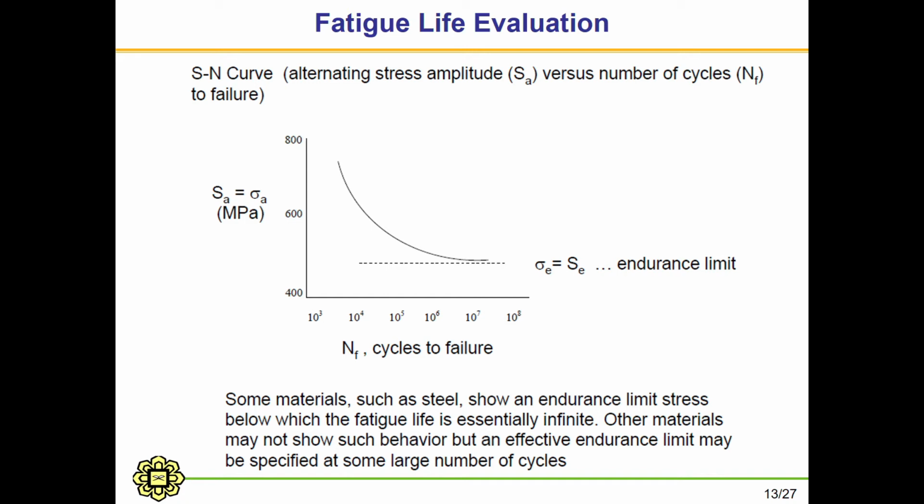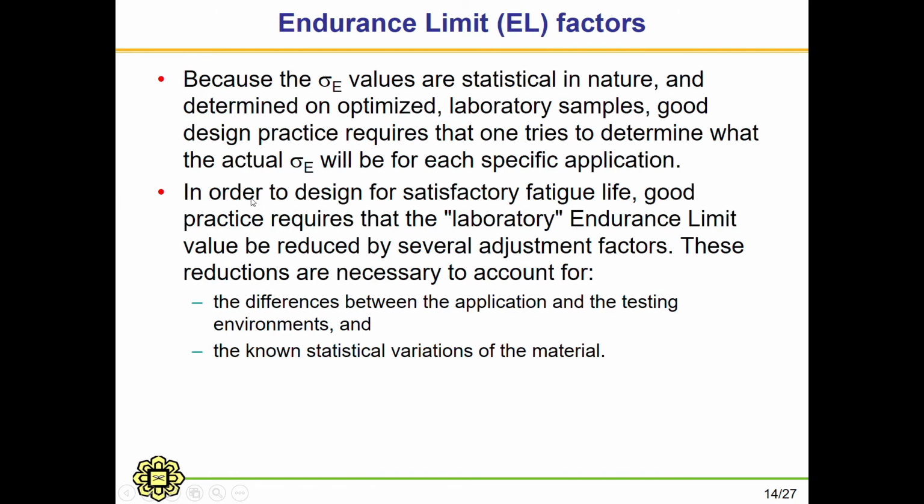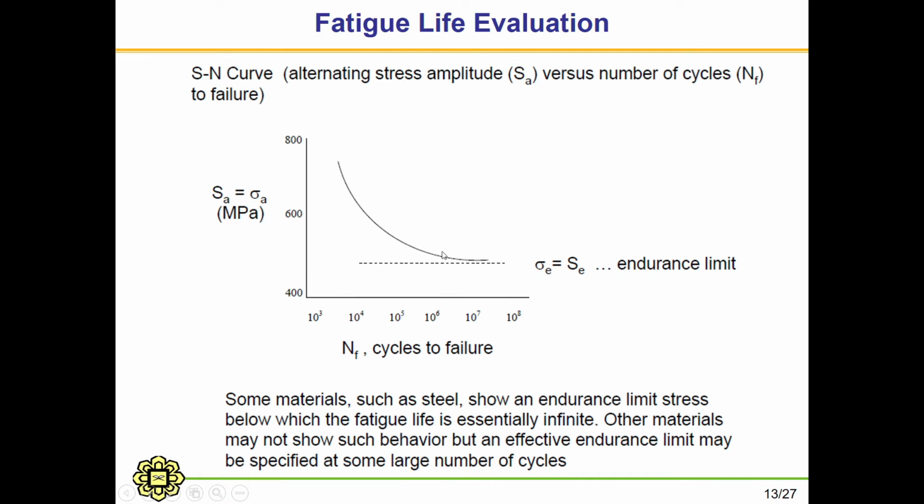Okay, fatigue life evolution, the S-N curve: alternating stress amplitude, SA, versus number of cycles to failure, NF. So this is the plot of SA versus NF, where we know the result is constant at sigma E, or SE, the endurance limit. Some materials, such as steel, show an endurance limit stress below which the fatigue life is essentially infinite. Other materials may not show such behavior, but an effective endurance limit may be specified at some large number of cycles.